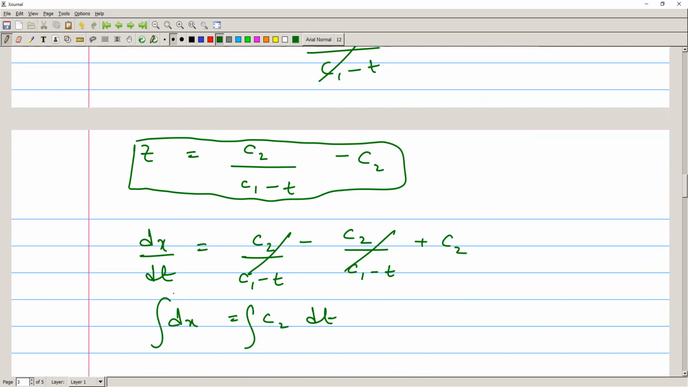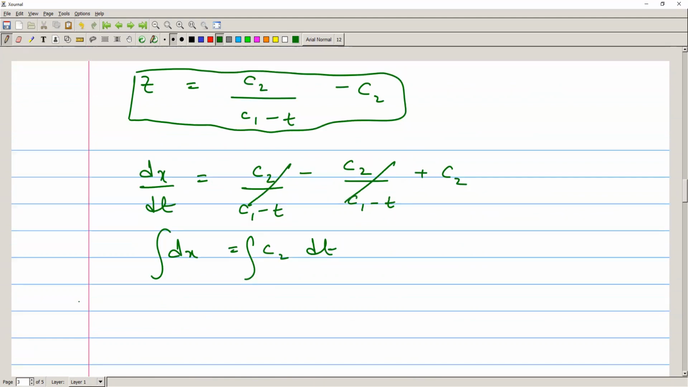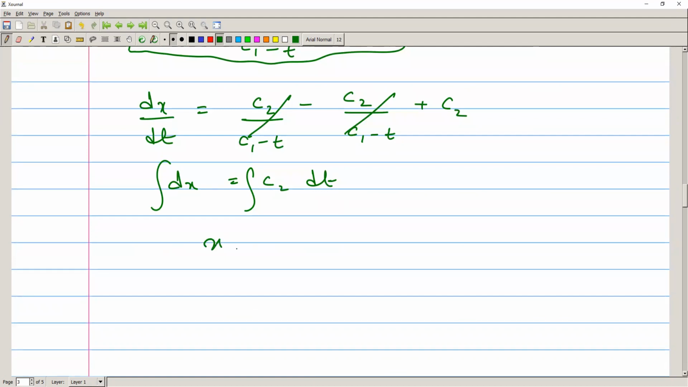Now this equation is solvable, and we will solve it. So we will get x is equal to c2 times t plus c4. We already used c1, c2, and c3, so we will use c4 here.